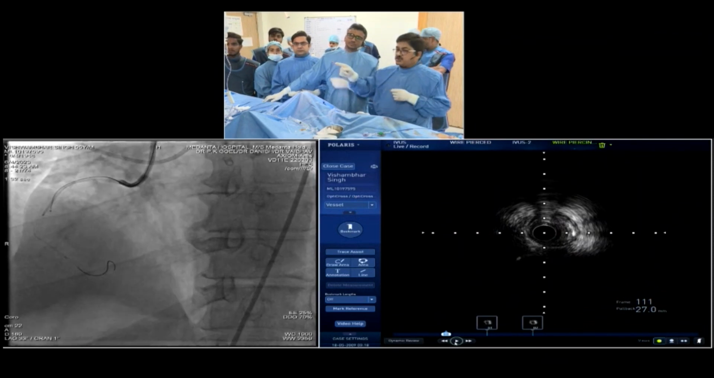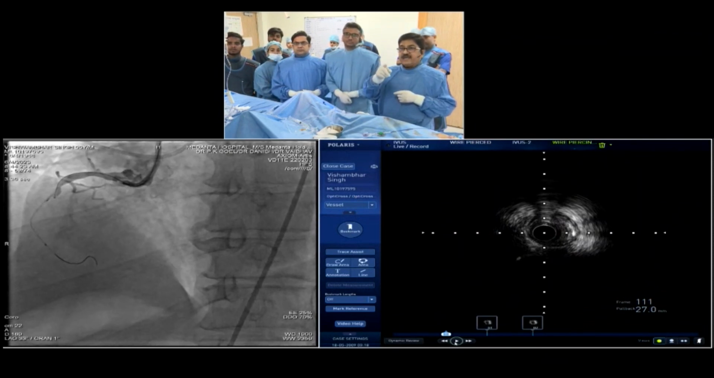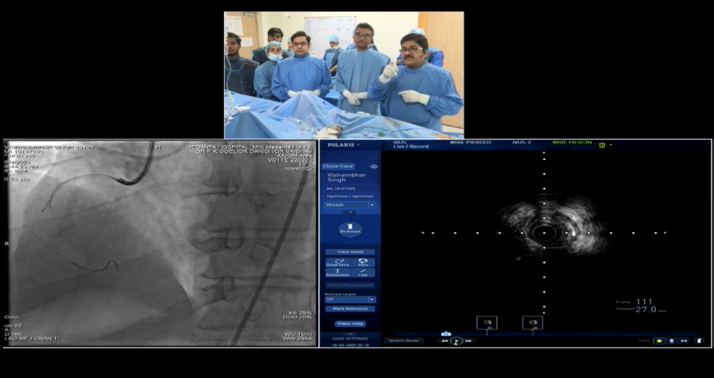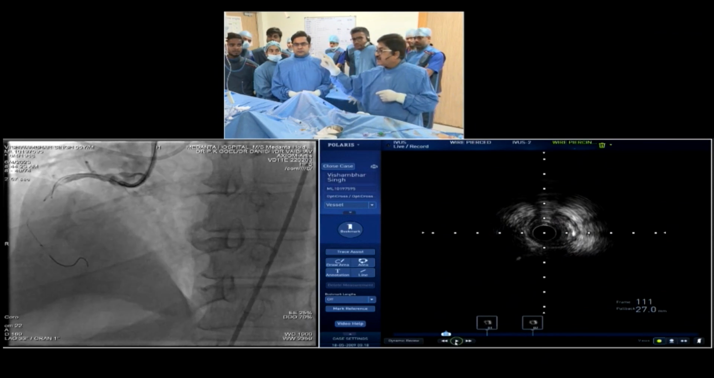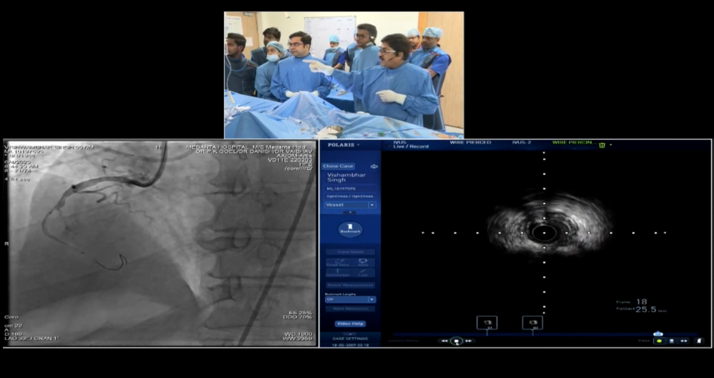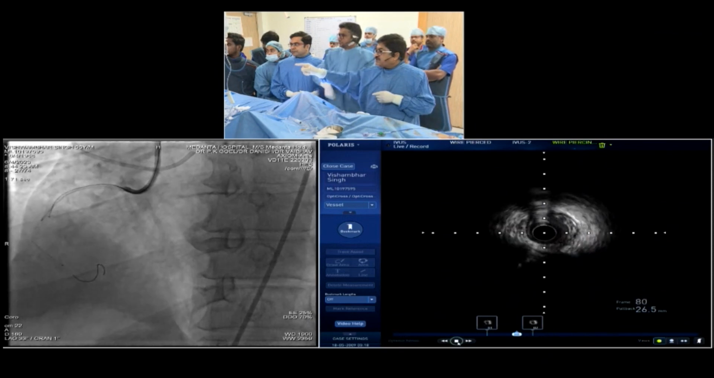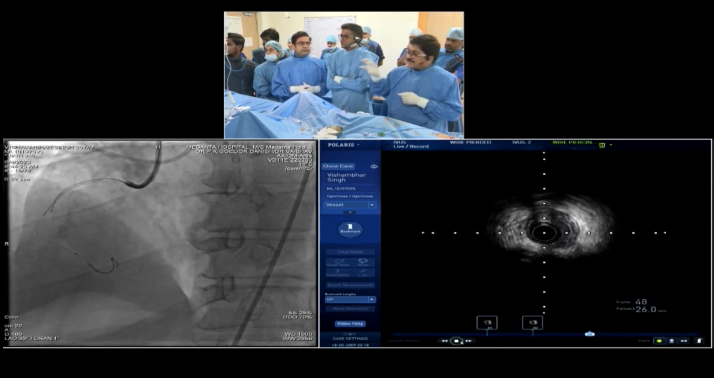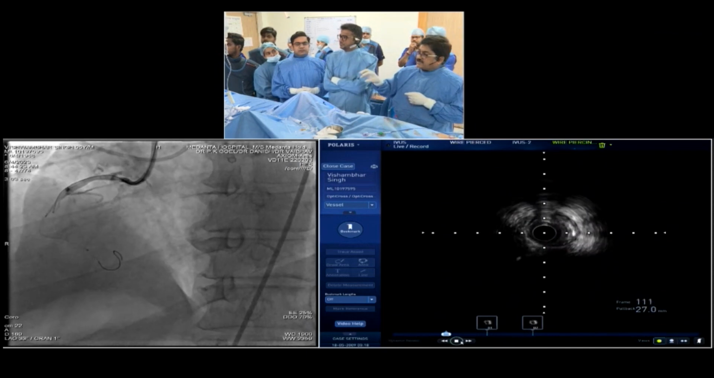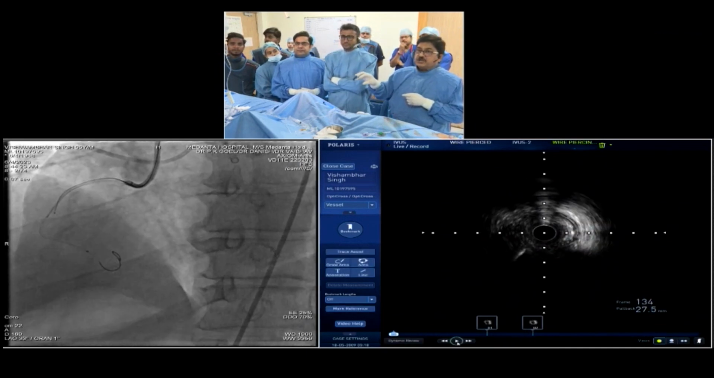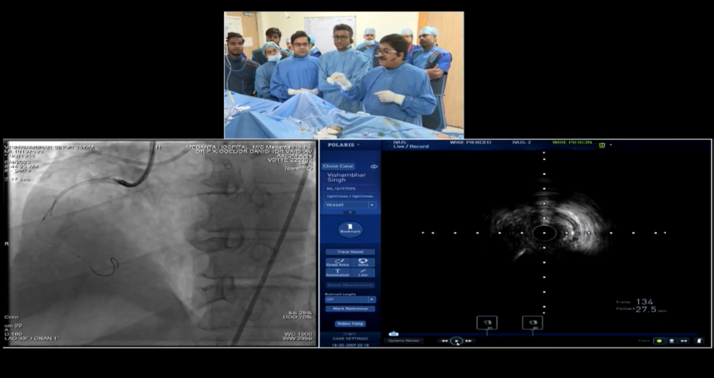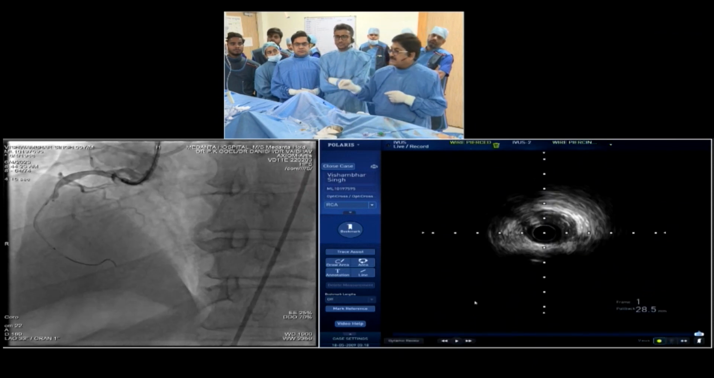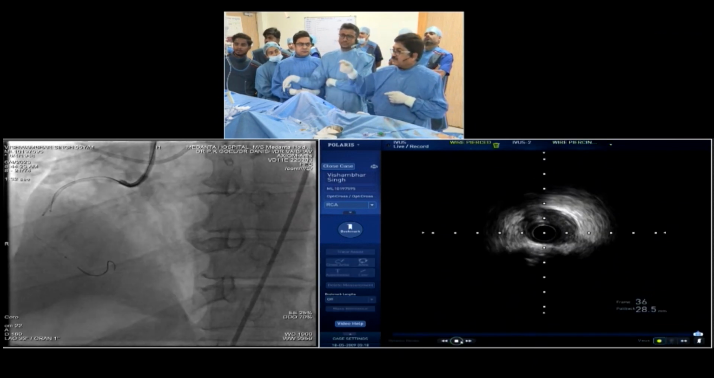Now you see that wire is coming at the 6 o'clock position. You see that dense spot of the wire tip at 6 o'clock. So it is in the RCA, in the native RCA of the blocked stump. Now I am sure that I have entered right.